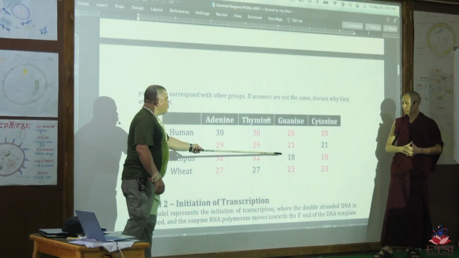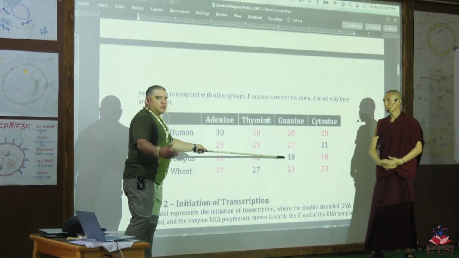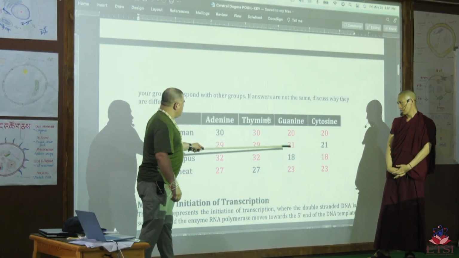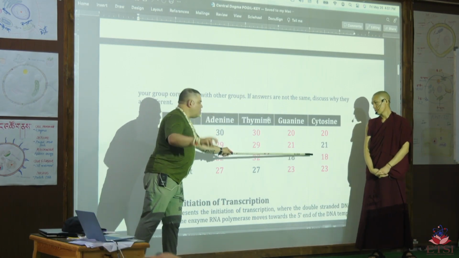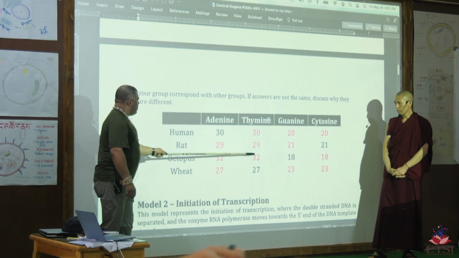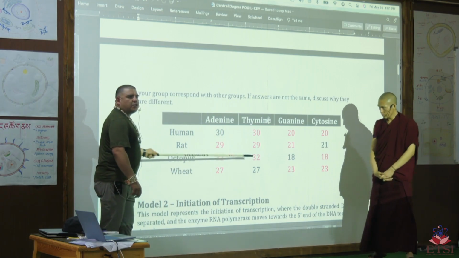So as long as you have one of the 4, you can use Chargaff's rule. G equals C, add them up. 100 minus that number divided by 2 will give you the other 2 values for the nucleobases.